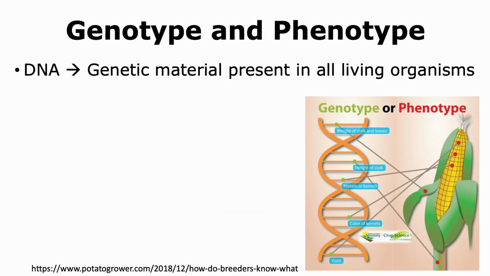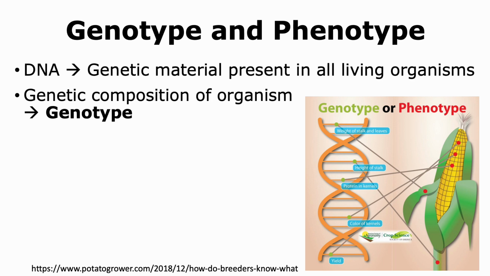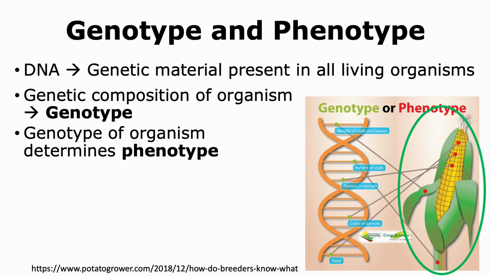To understand how evolution occurs, we need to know what is genotype and phenotype. We know that DNA is the genetic material that is present in all living organisms, and genes are present in the DNA of living organisms. The genetic composition of an organism is its genotype. The genotype of an organism determines the phenotype or the physical characteristics of the organism.